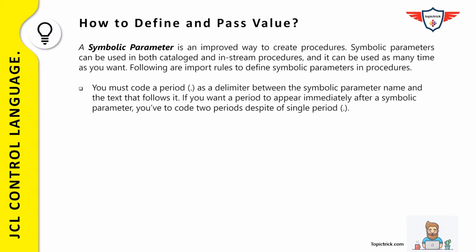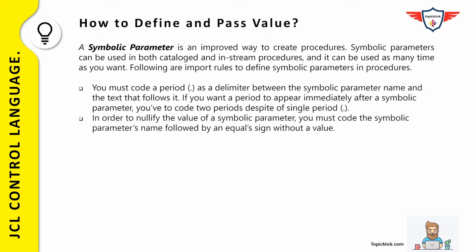To code a symbolic parameter in a procedure, you use a name that starts with an ampersand. The name can be any meaningful name you want as long as it's not a keyword parameter on the EXEC statement. For example, &TIME or &REGION would not be a valid name because both are keyword parameters on an EXEC statement. But &CLASS and &SPACE are acceptable names.